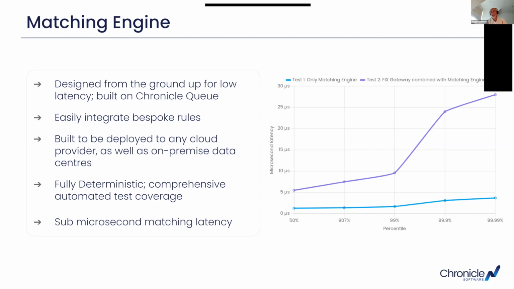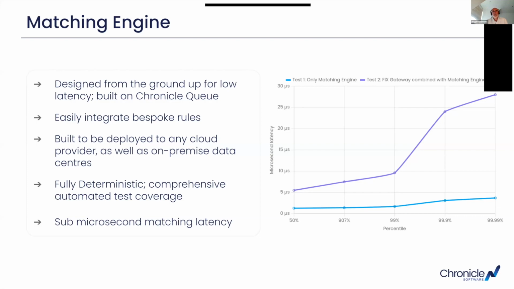And again, with crypto in particular, they're driving cloud adoption very aggressively, and that's where we have a good footprint with the matching engine already. Fully deterministic and built off comprehensive automated test coverage. So this again is baked into the design from the ground up. So it's very easy to get very high levels of automated test coverage, which of course is what you're going to want for something as mission critical as a matching engine.